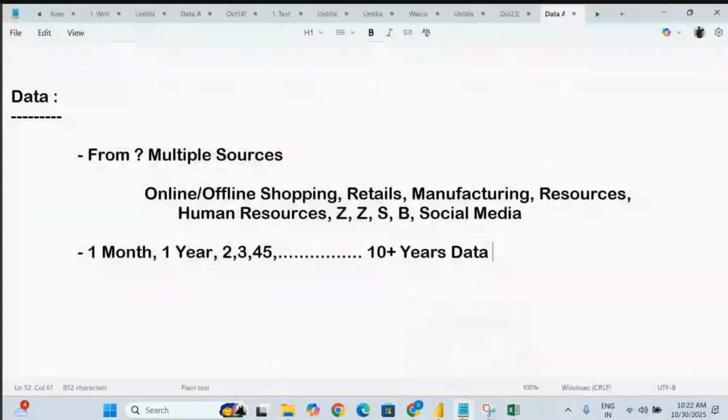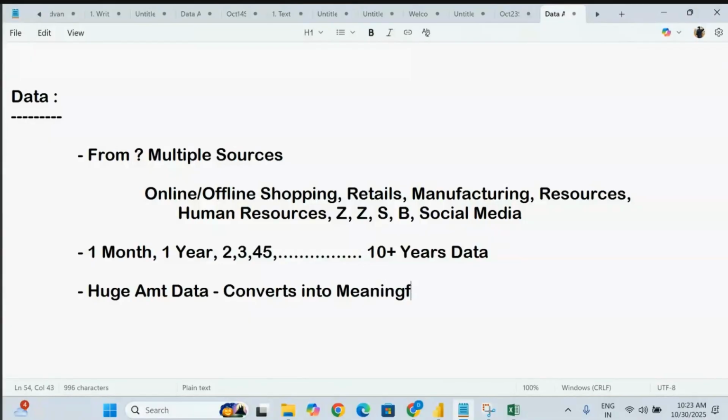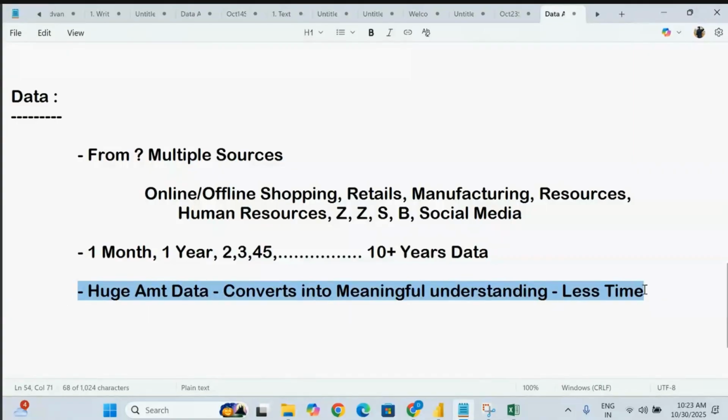So in that case, what is going to happen? Whenever you have a huge amount of data, it is required to be converted into meaningful understanding. To convert this huge amount of data into meaningful understanding in less time, that is more important. In less time, and not only for developers, we are developers. The client also can understand very well in less time.